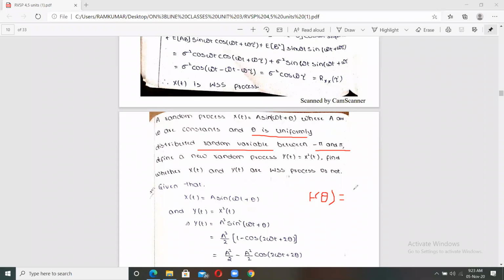The uniform distribution is equal to 1 by b minus a, right? What is the value of b here? The value of b is pi, because the uniform distribution is in between minus pi and pi. Then a is equal to minus pi and b is equal to pi, and given 1 by b minus a, which is equal to 1 by pi minus a.